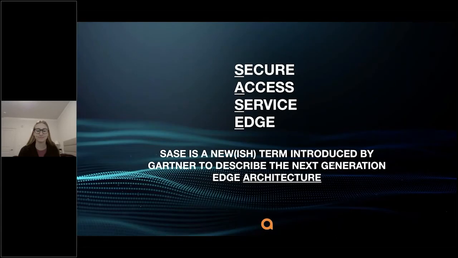So the first thing I want to do is define that term SASE, which means Secure Access Service Edge. It's a term that was developed two to three years ago by Gartner to talk about the next generation edge architecture. And I think the word architecture is very important, because a lot of people I talk to think that SASE is a product, but in fact, it's an architecture made up of several different technologies that provide that next generation security and WAN capability.